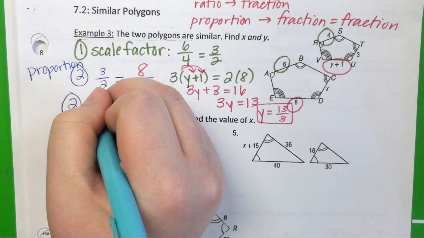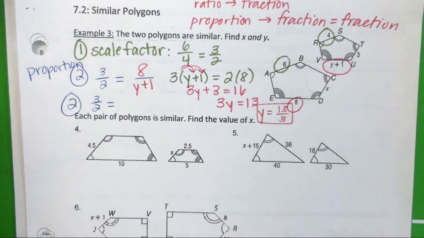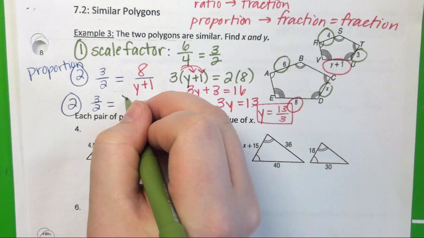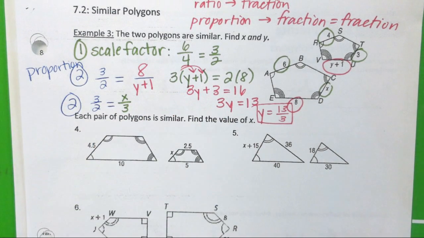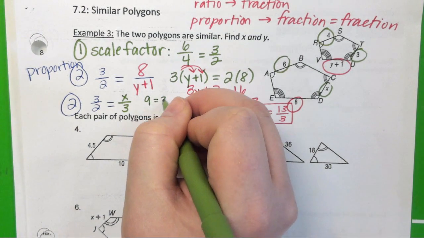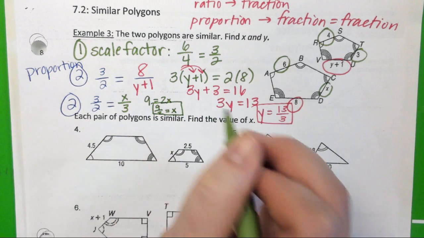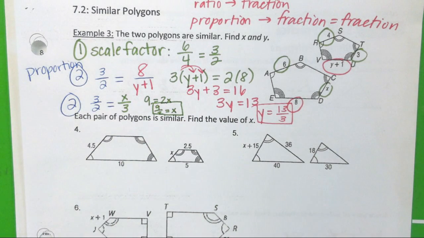I'm going to do 3 over 2 equal to, and it needs to be a piece with the x's. So I'm going to do x over 3. When I cross multiply, I get 9 equals 2x, so 9 over 2 equals x, or if you want to put 4.5, I do not care today. So we find the scale factor, and then we set up a proportion.